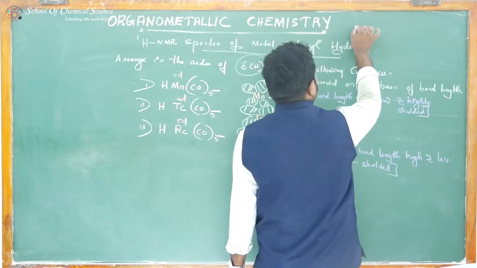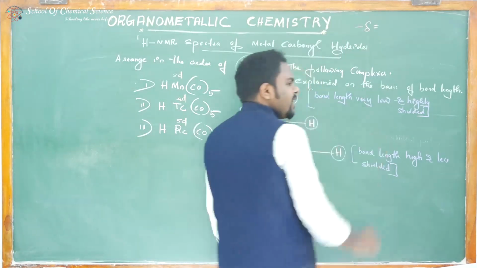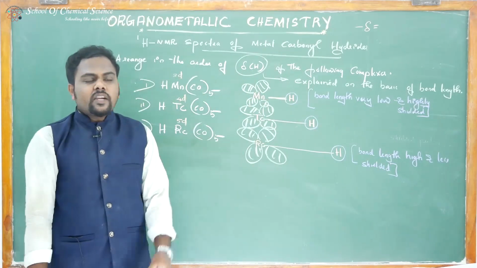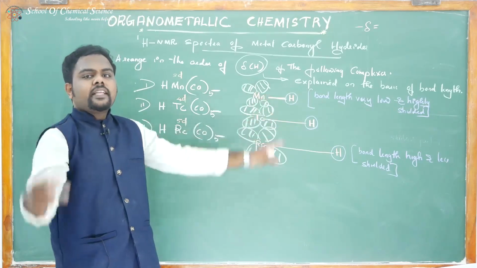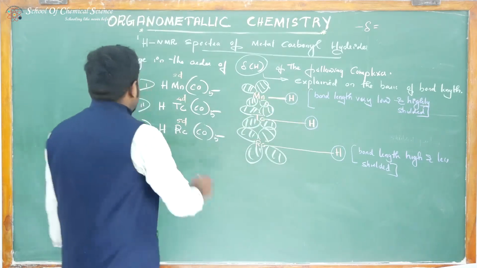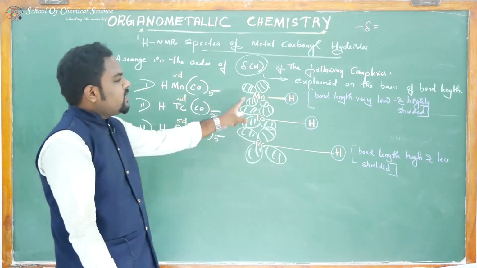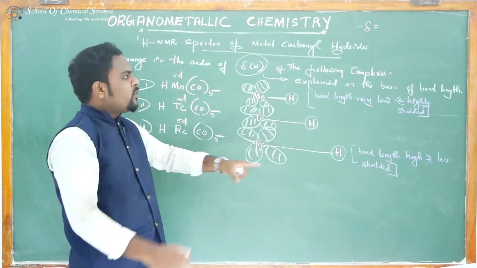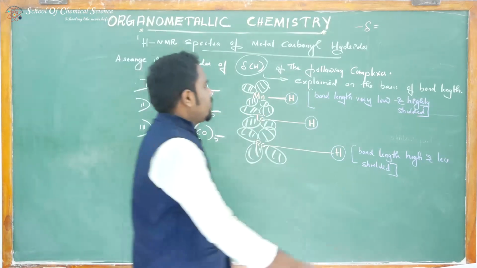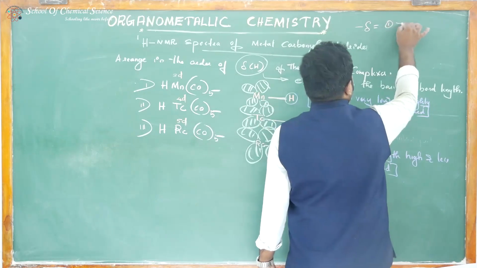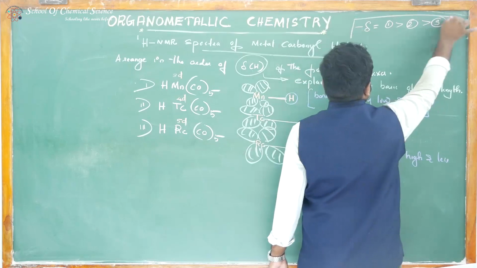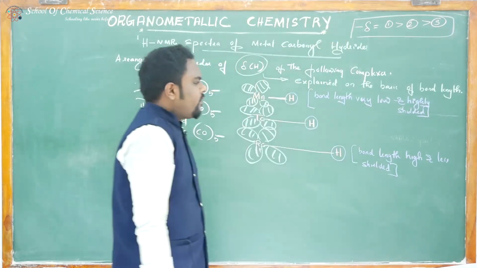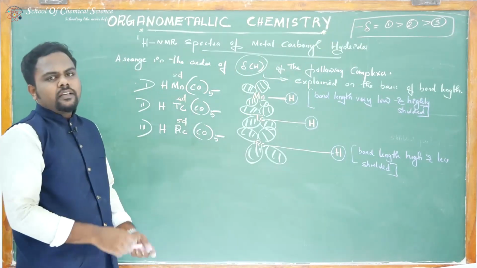That means negative delta value. Delta value always goes from 0 to negative. Which one is more shielded? The higher the negative delta. Suppose this is 1, 2, 3. The first case is the more shielded proton, meaning a more negative delta value. So negative delta of 1 is greater than 2, greater than 3.